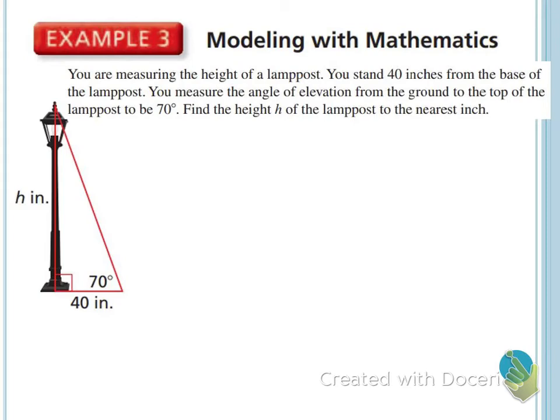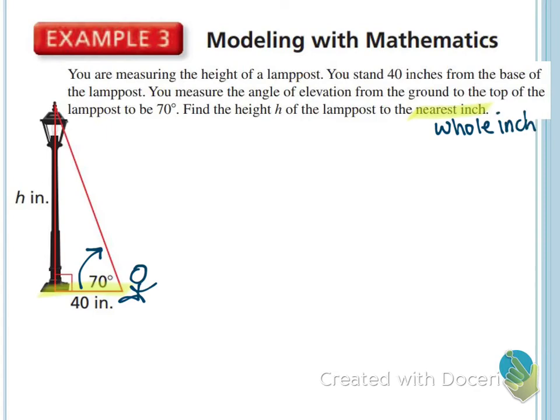So, you're measuring the height of a lamppost. You stand 40 inches from the base of the lamppost. So the base is at the bottom, right? So essentially that means you're over here. You measure the angle of elevation. Like I said, angle of elevation is an angle that goes upward. So you could find the angle of elevation from your eyes to the top of a cabinet, or from you to an airplane and things like that. They have devices to help with that. We probably couldn't do it with just a compass or a protractor. And then that's 70 degrees. Find the height of the lamppost to the nearest inch. The nearest inch means a whole inch. So keep that in mind when we're answering this question.